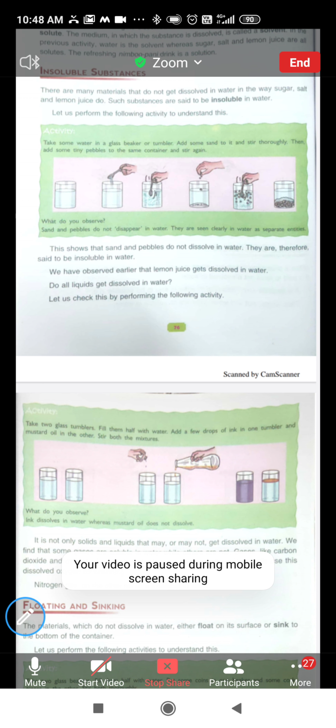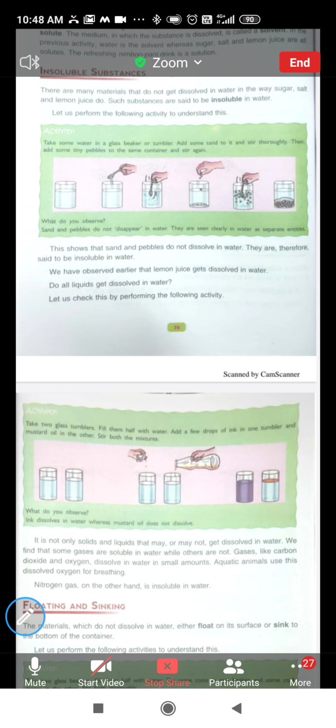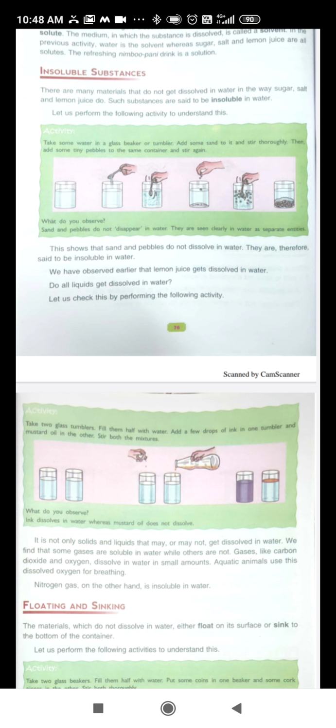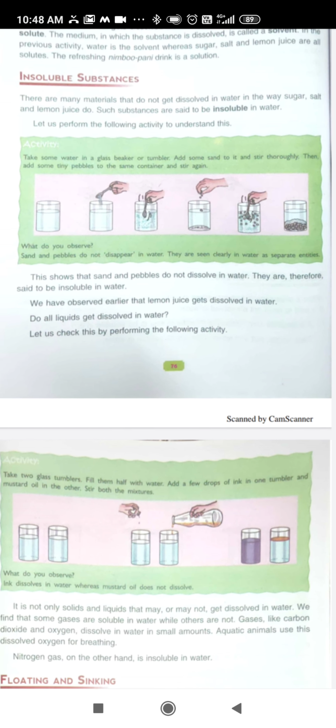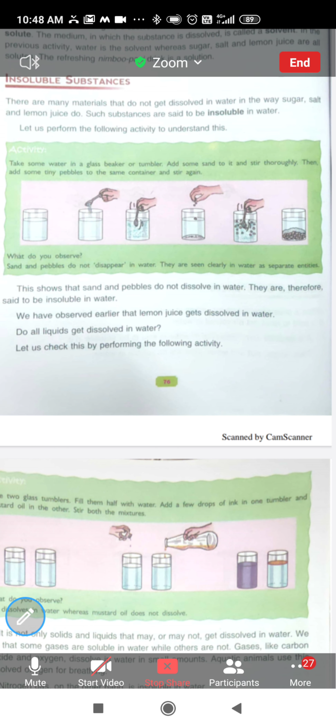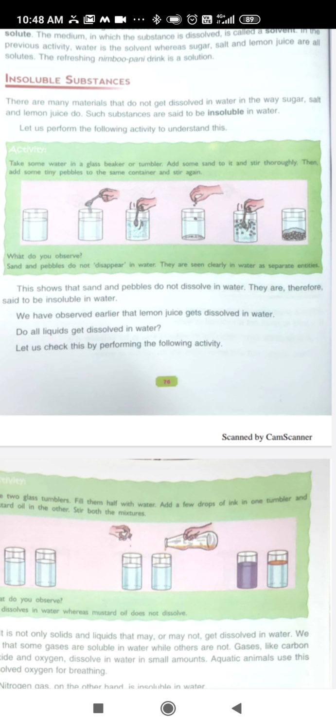Yeah, so you can see insoluble substances, I'm reading. There are many materials that do not get dissolved in water in the way sugar, salt, and lemon juice do. Such substances are said to be insoluble in water. Let us perform the following activity to understand this. Take some water in a glass beaker or tumbler, add some sand to it as I had added. You have seen the activity and stir thoroughly.